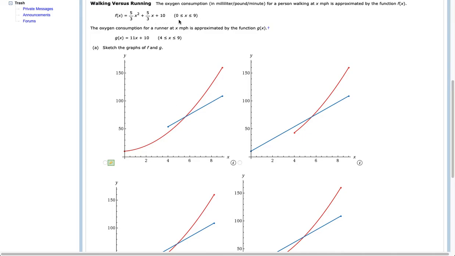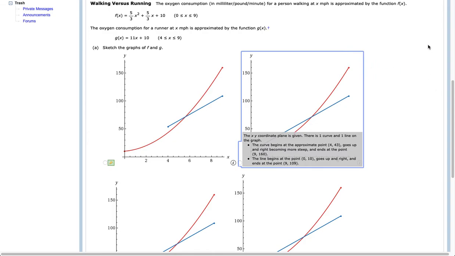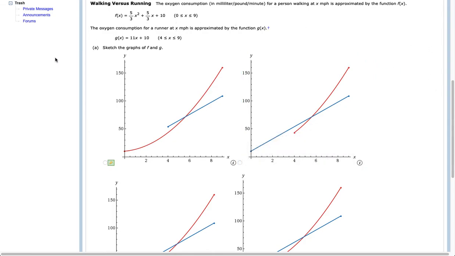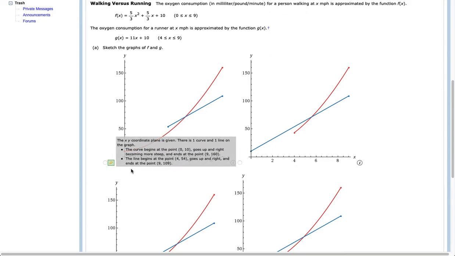So f of x has a domain from 0 to 9, and g of x has a domain from 4 to 9. And we're supposed to pick out which graph it is. Those domains turn out to be important in determining which picture to choose. So I'm going to show you how we can add those domains on Desmos and basically have it reveal the picture to us.